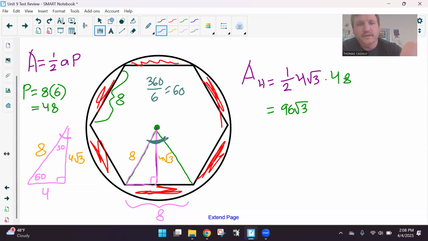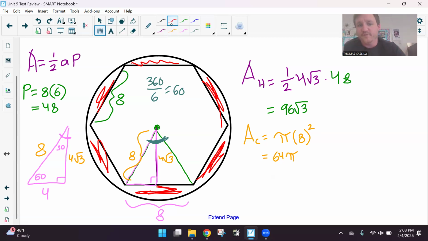Now we need the area of the circle. The area of the circle, that's easy. That's pi r squared. We found the radius, right? This guy right here is the radius. So pi times 8 squared gives us 64 pi.